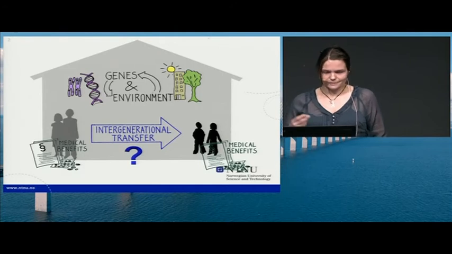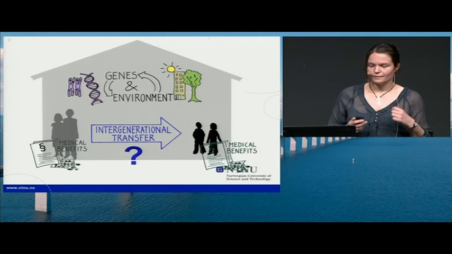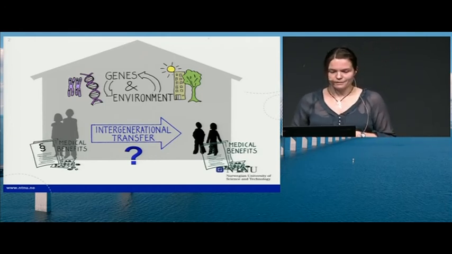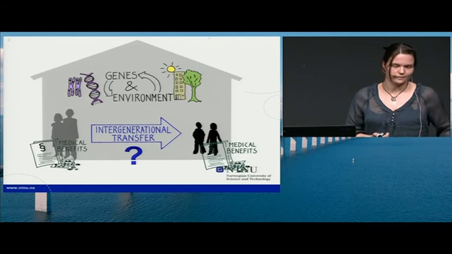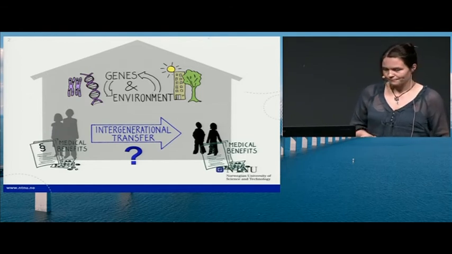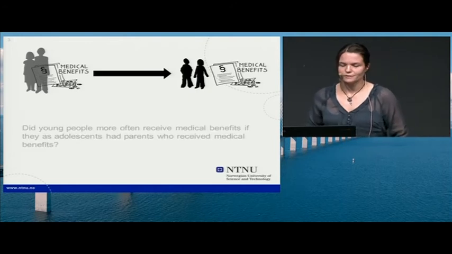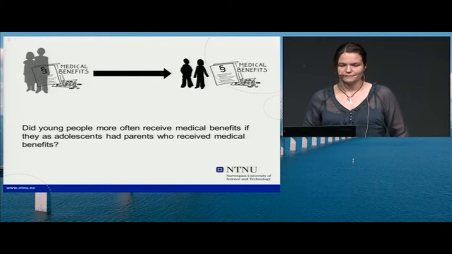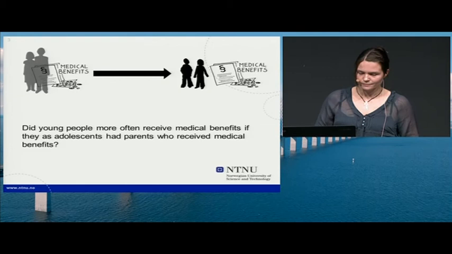And although this might be an obvious thing, there has not been very much research on this topic, and clinical practice has not focused too much on family factors either. So this is our main study question. Did young people more often receive medical benefits if they as adolescents had parents who received medical benefits?